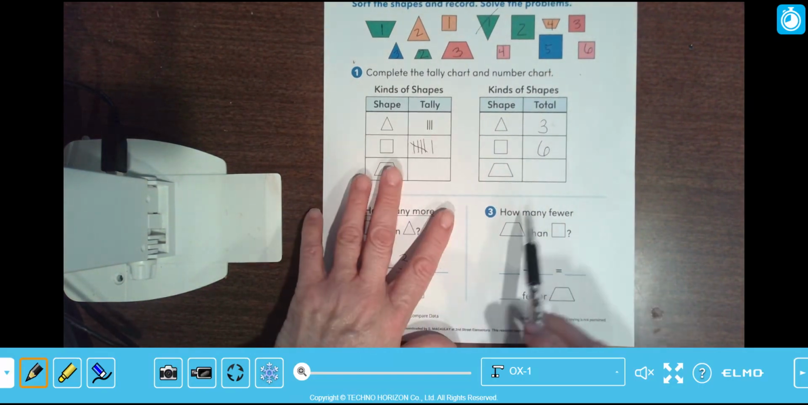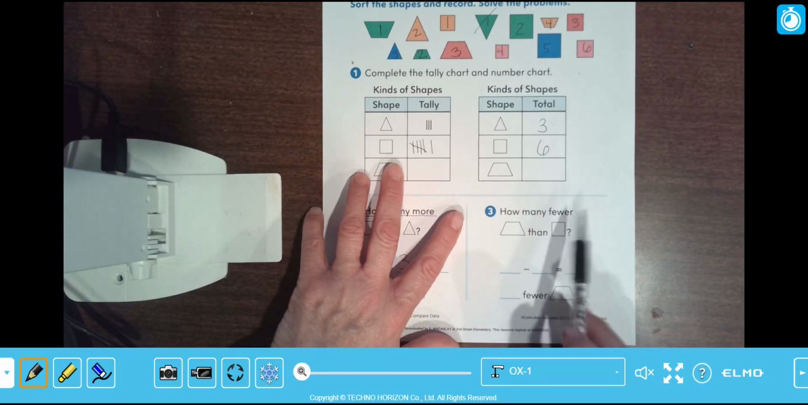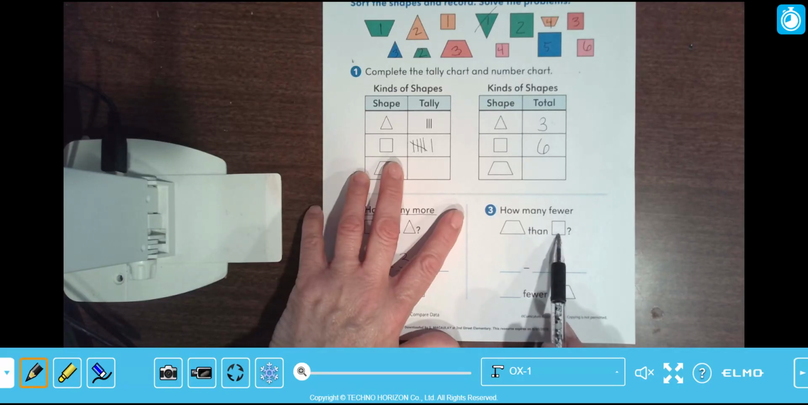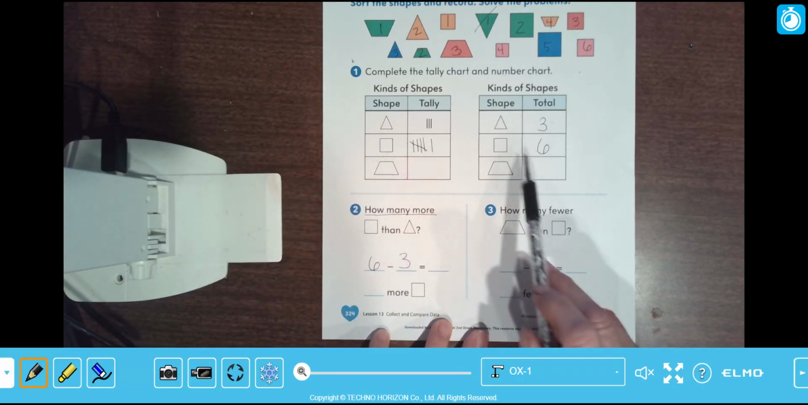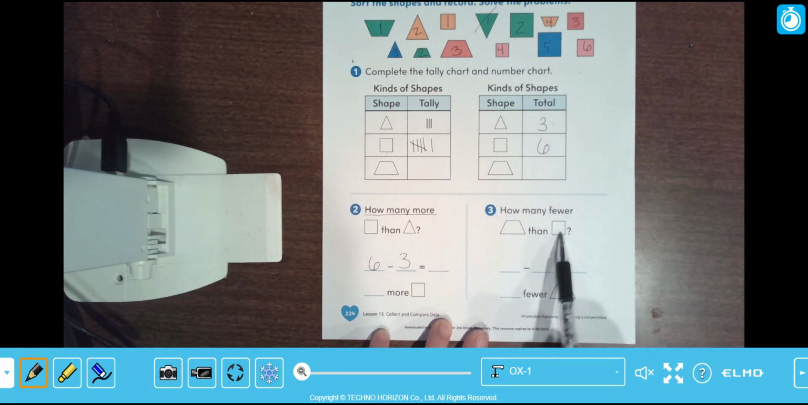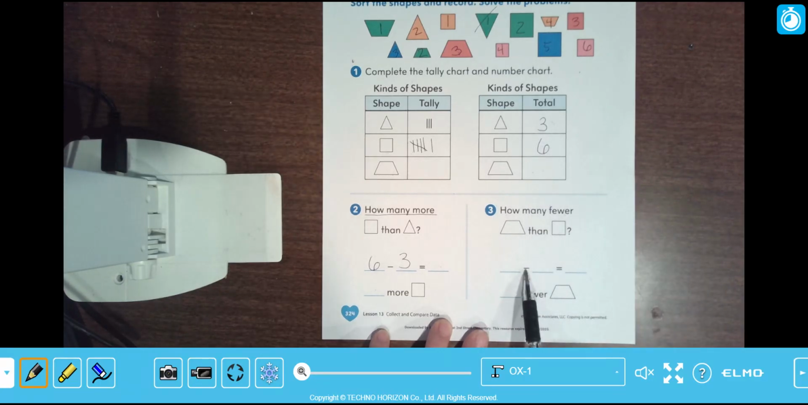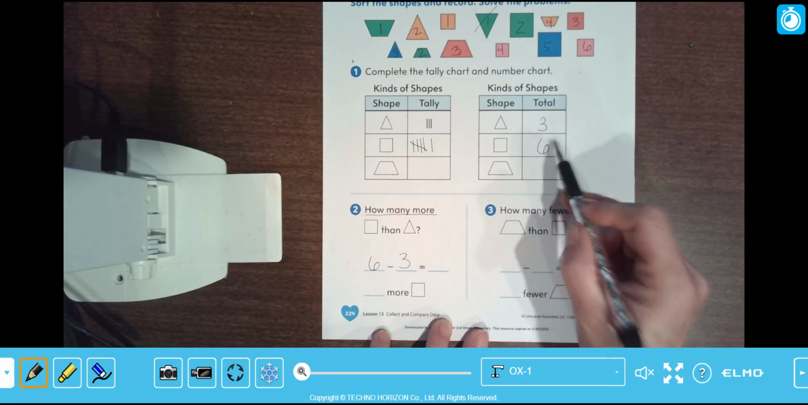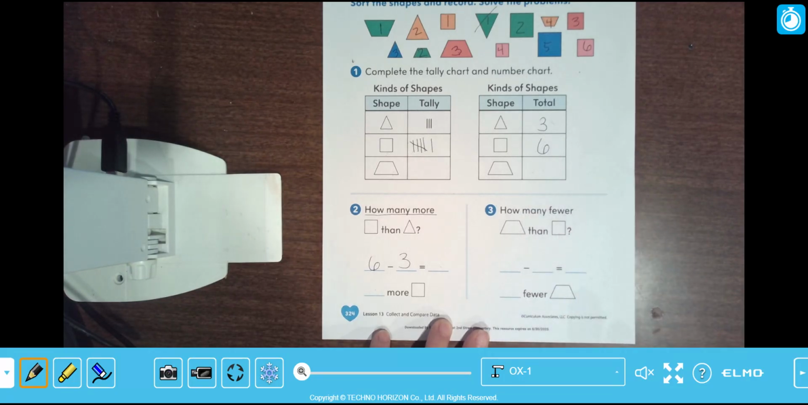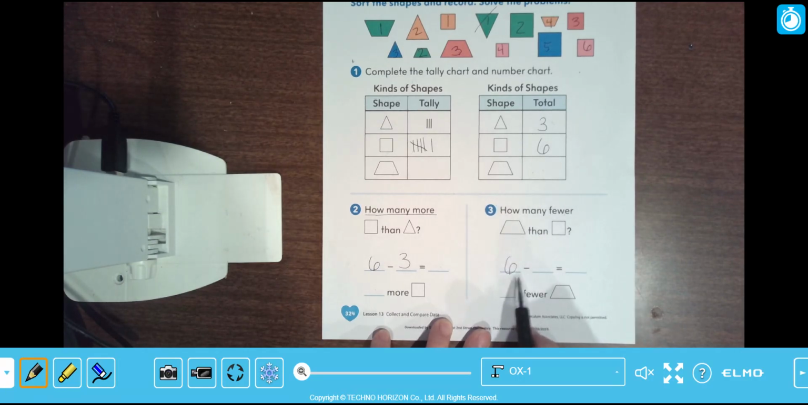Okay, we ready to do number 3? Okay, let's do it. How many fewer? Fewer means less than, not more than. Trapezoids than squares. Okay, so how many trapezoids? Oh, we didn't write the number, but it's 4 trapezoids, right? And how many squares? 6 squares. So what operation are we doing? Yeah, we're subtracting, right? So which one's bigger, 4 or 6? 6 is bigger. So whenever you're subtracting, you start with the bigger number. 6 is bigger than 4, so we got to start with 6.